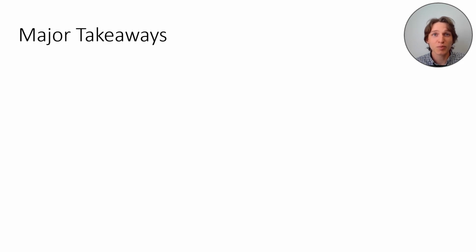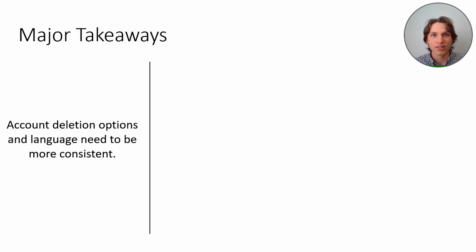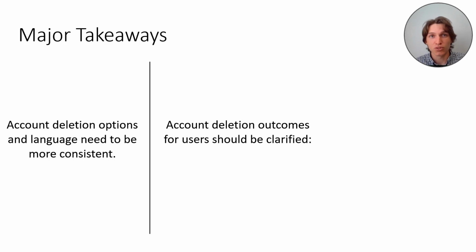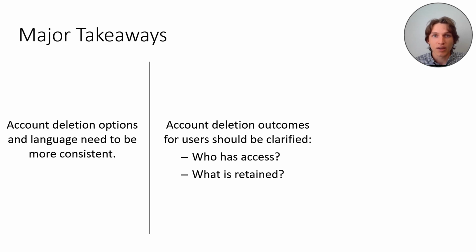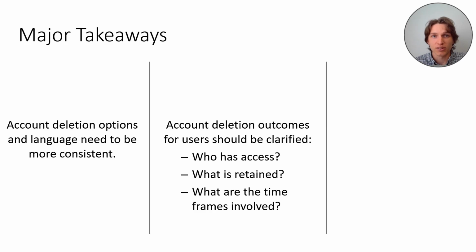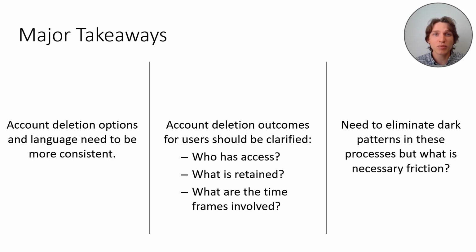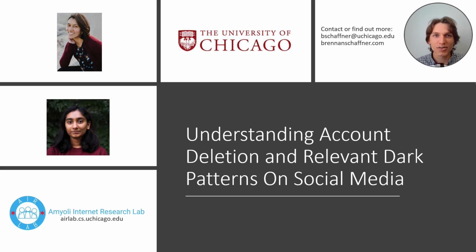In sum, here are some of this work's main takeaways. The language for account deletion options needs to be made more consistent. Account deletion outcomes for users should be clarified, such as who has access, what data is retained, and what are the time frames involved in the process. This helps equip users with the knowledge necessary for making informed choices. And platforms need to eliminate dark patterns in the deletion process, but more research should be done on what might be considered necessary friction.